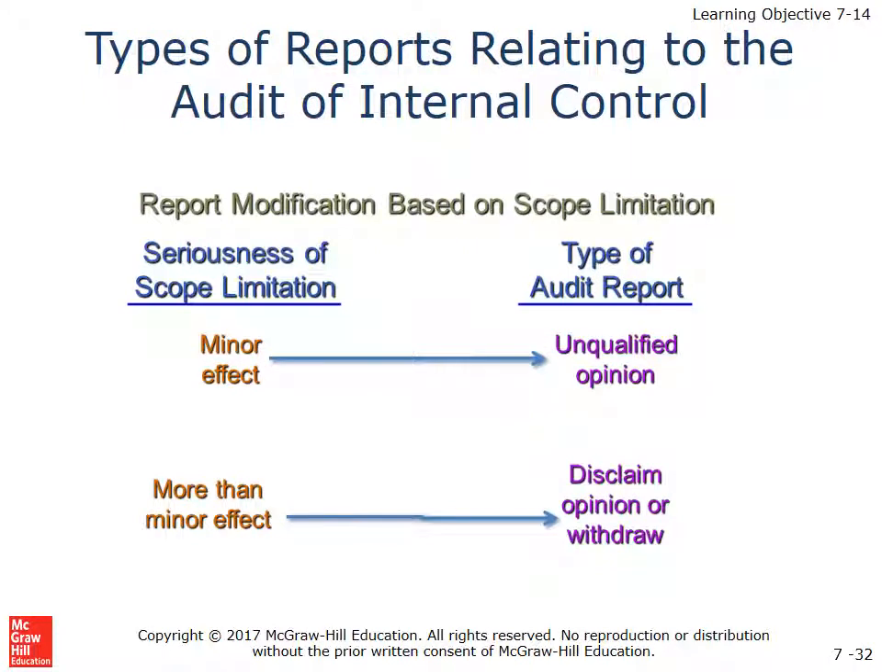Now, with a minor effect on the seriousness of the scope limitation, it's an unqualified opinion. But with more than a minor effect, you could disclaim or withdraw. So you're not able to come to a conclusion because you don't have access to information or something.